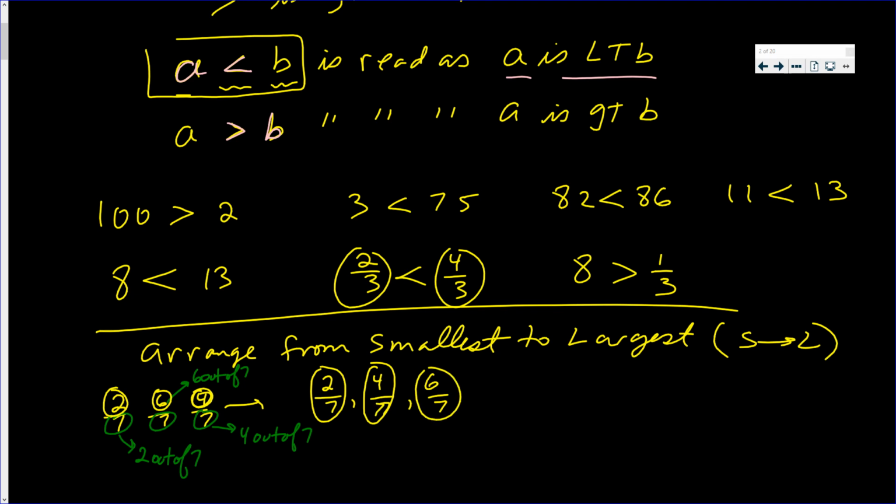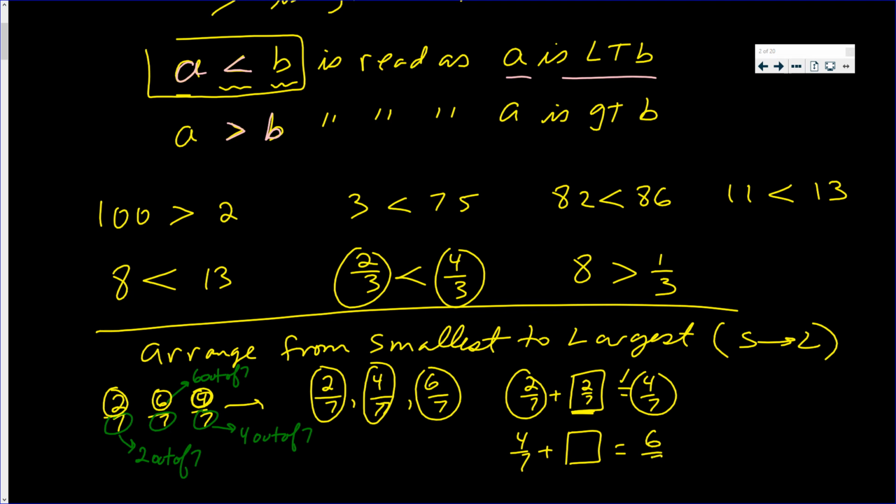I mean, what you can say is, you can add something to 2 over 7 to get 4 over 7, and that happens to be the same number. That means that this number is smaller than that. You had to add something to it to get equality. If you have 4 over 7, you can add something to it to get 6 over 7, namely 2 over 7. That means that this number is smaller than that number because you had to add something to it.